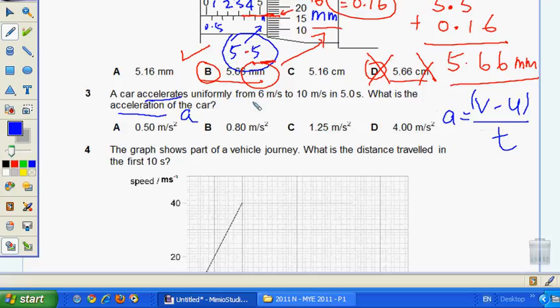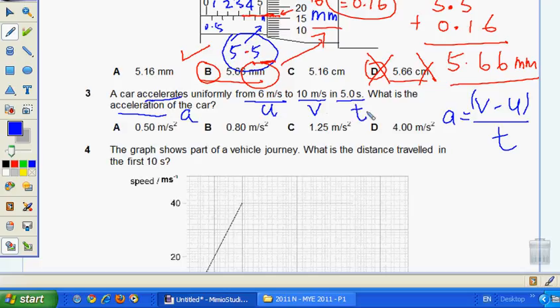So how do you identify it? From, accelerate from 6 meters per second. The word from is my initial or starting speed. So this is my u. To, you can see the word to. So this is actually my v. And this is the time taken for the change. So this is actually my t.